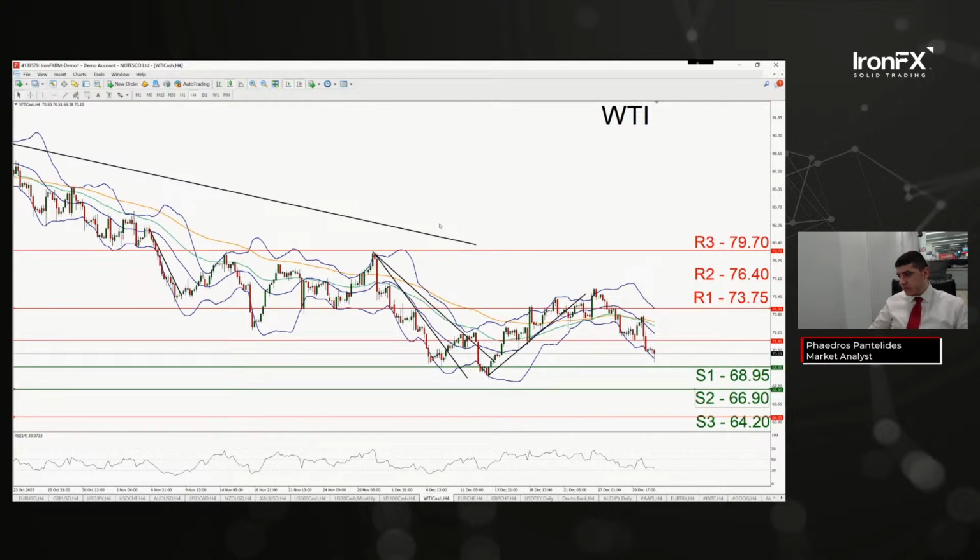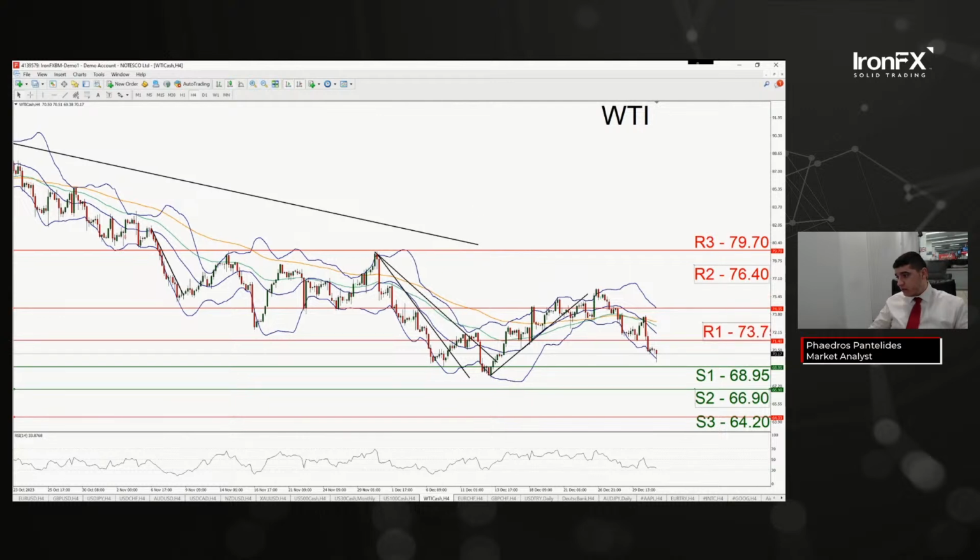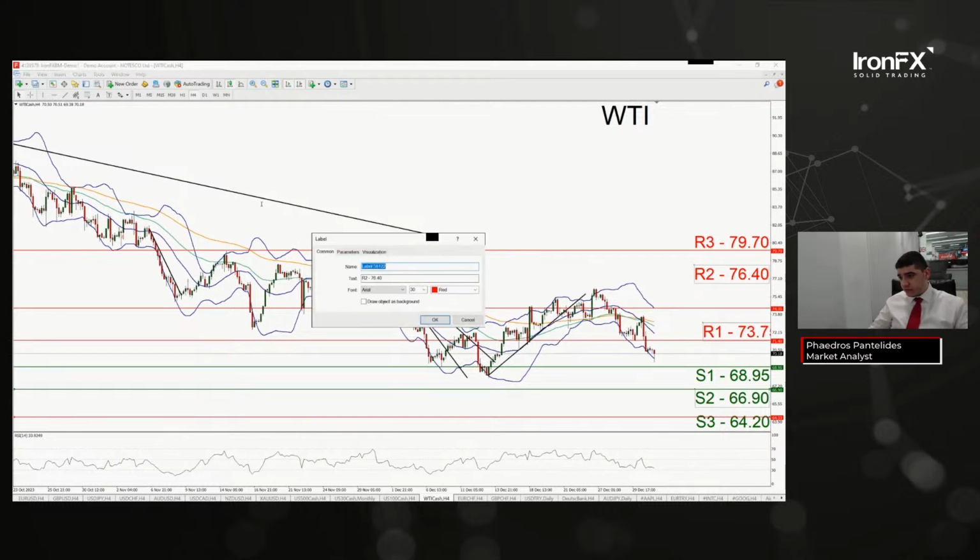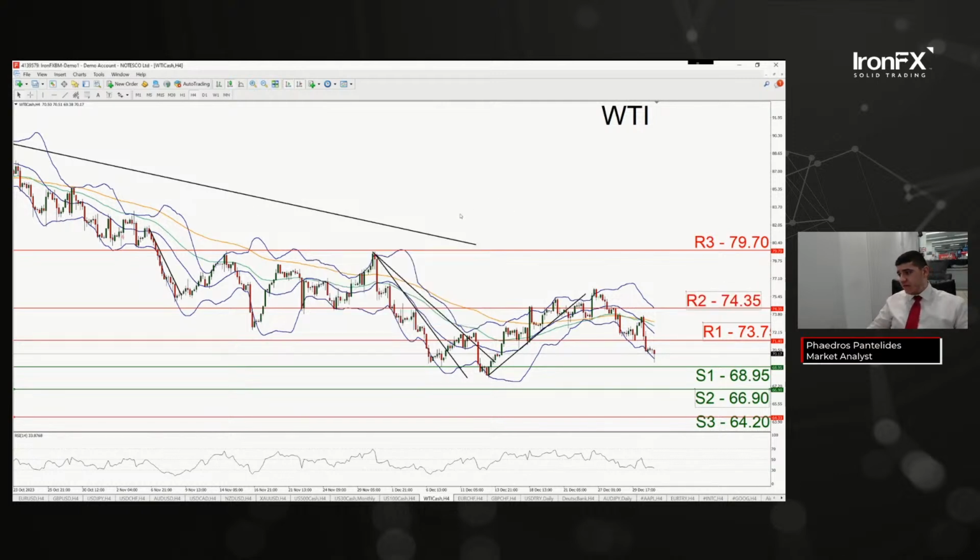And then 74.35. I'm taking these candles where after it broke, it moved lower, came back up, fluctuated around, failed to break above, and moved lower. So that could be a valid resistance level as well. 74.35 for R2, and then for R3, bringing this slightly lower.